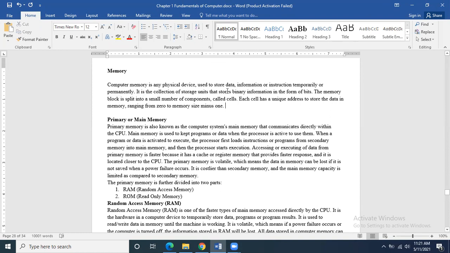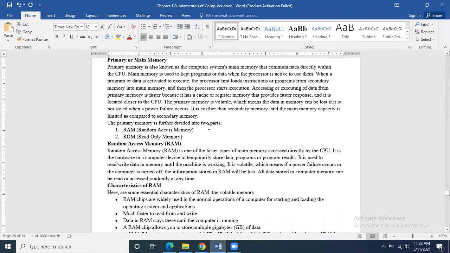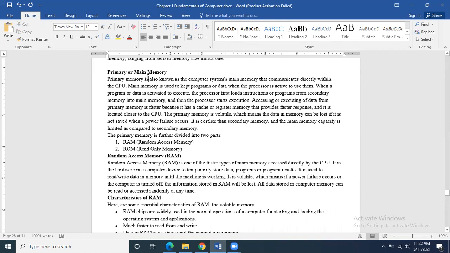It is a collection of storage units that store binary information in the form of bits. The memory is basically split into a small number of components called cells. There are cells inside, and those cells are going to store the data. So what is basically meant by primary storage?